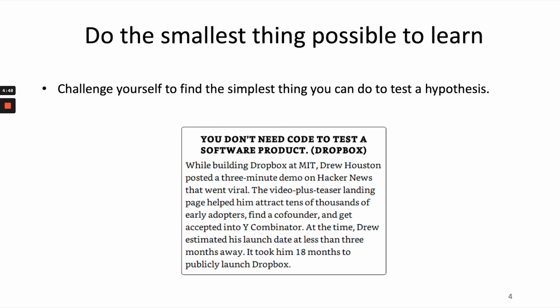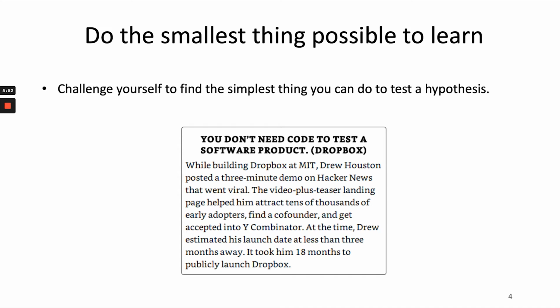This example shows that Dropbox, which is an application for sharing files, was being built while its founder was at MIT, which is a very famous university. Drew Houston, the founder, posted a 3-minute video demo on Hacker News that went viral. It's not a demo version, it was just a video. The video plus a teaser landing page helped him attract tens of thousands of early adopters, find a co-founder, and get accepted into Y Combinator. At the time, Drew estimated his launch date at less than 3 months away. It took him 18 months to publicly launch Dropbox.